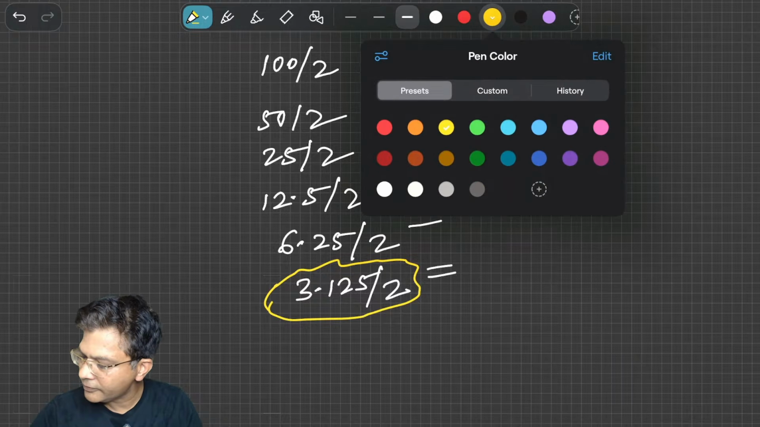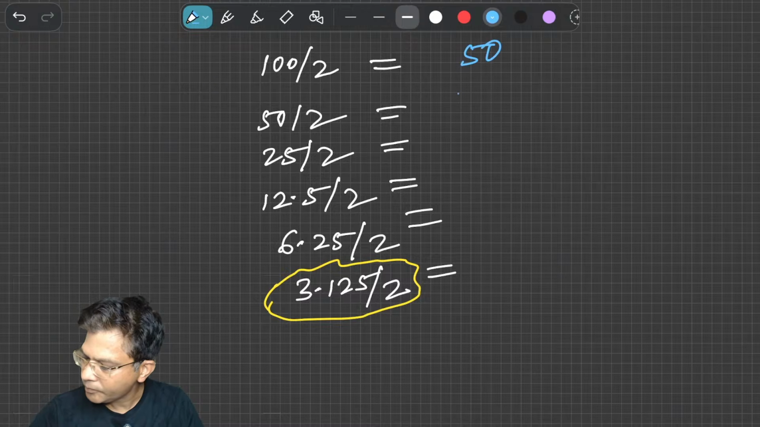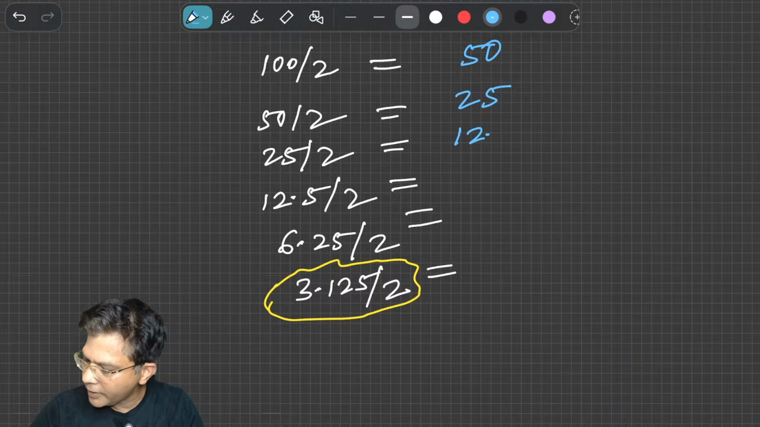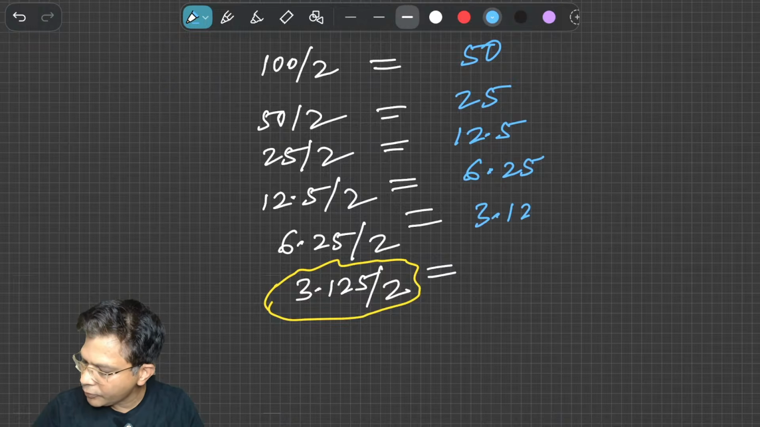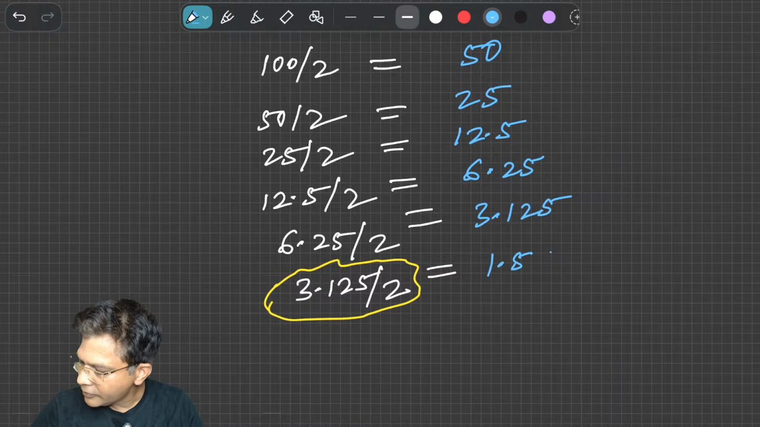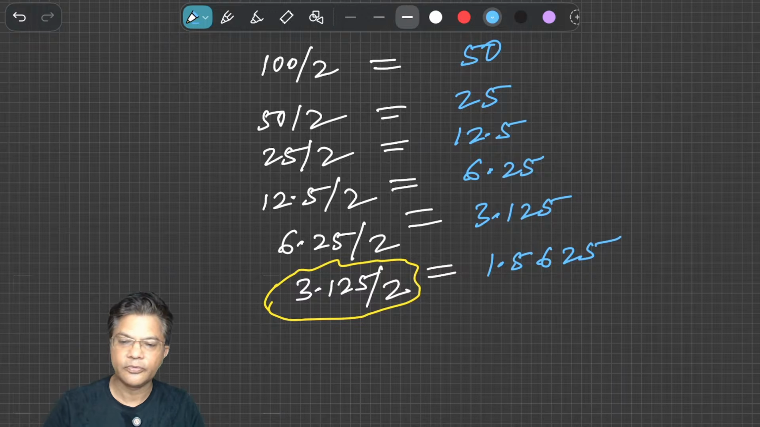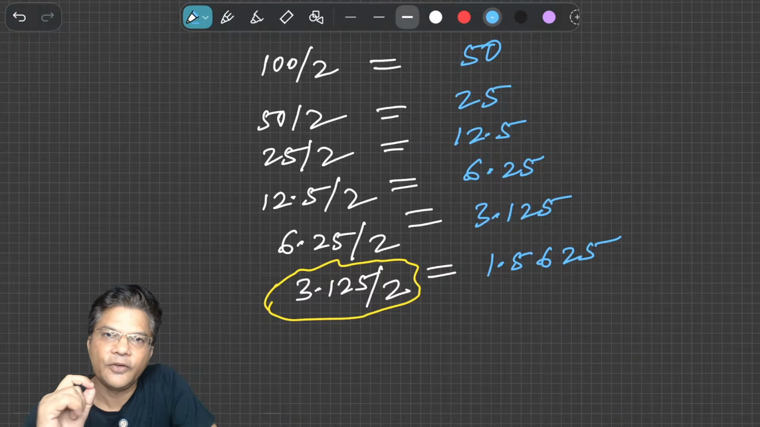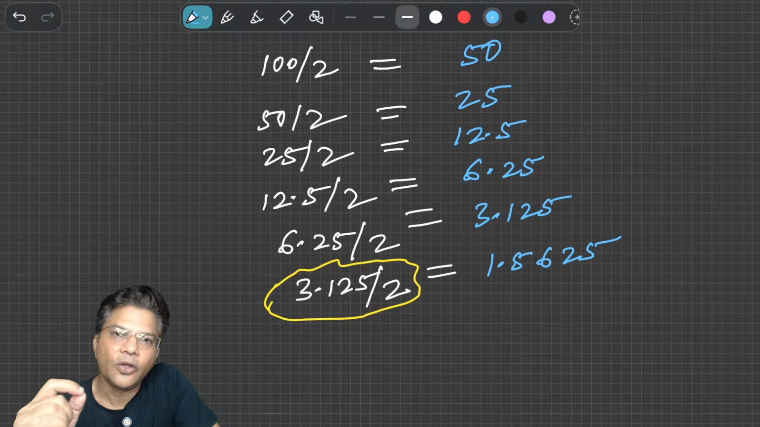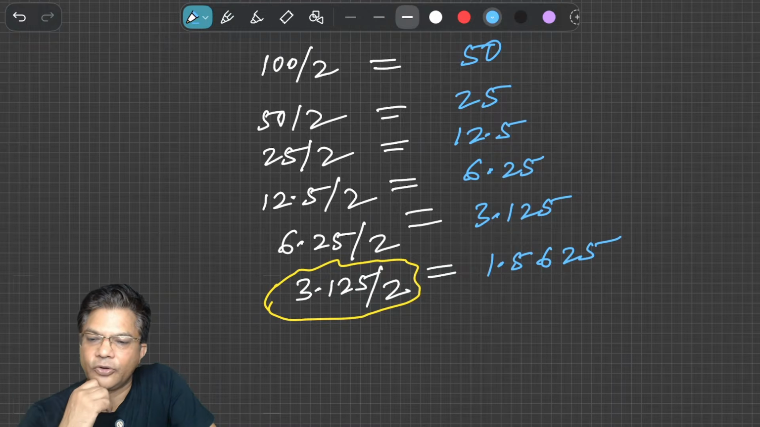Check yourself. 50, 25, 12.5, 6.25, 3.125, 1.5625. Check it out. Your maths should be very, very strong. Basic maths I'm talking about. If you really want to do something in your chemistry, in your physics, your basic maths should be very, very strong.